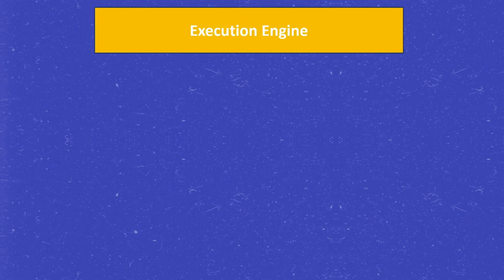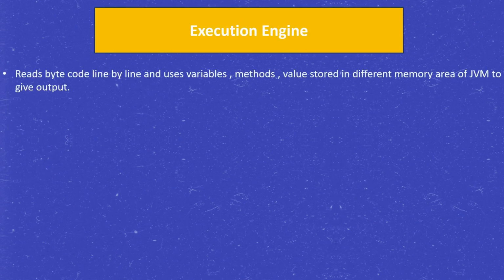Now let us move to the third layer, which is the execution engine. What does the execution engine do? It will read your bytecode line by line and use the variables, methods and values that you have stored in the different memory areas of the JVM, such as the method area, the stack area or the heap area, and then it will give you an output. That is the work of the execution engine.